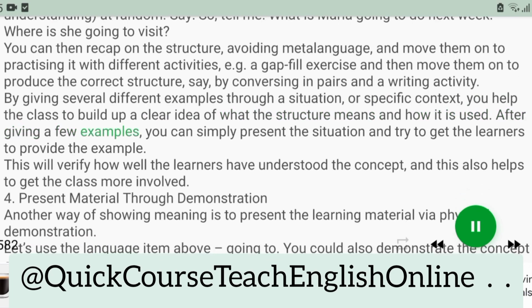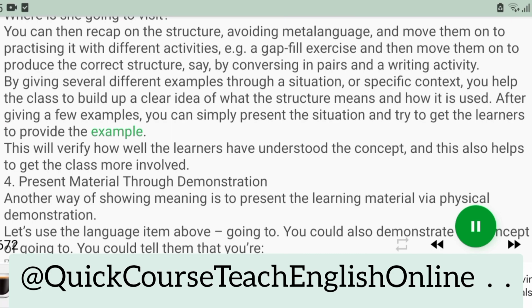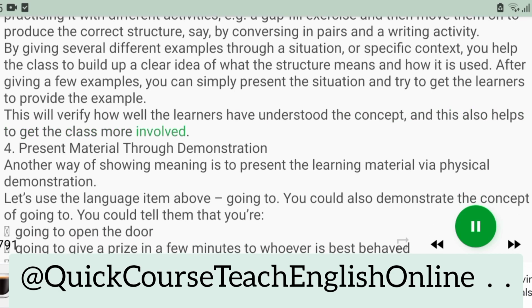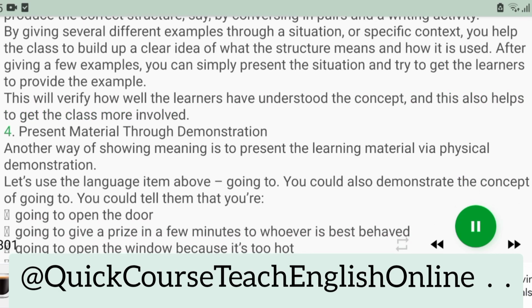After giving a few examples, you can simply present the situation and try to get the learners to provide the example. This will verify how well the learners have understood the concept, and this also helps to get the class more involved. 4. Present material through demonstration.